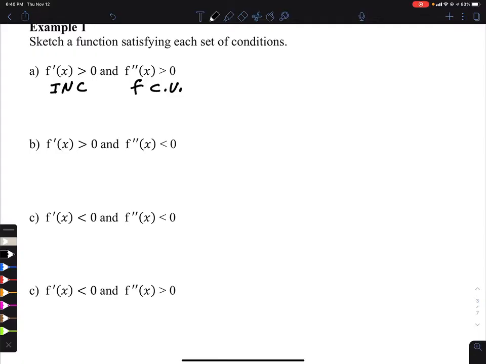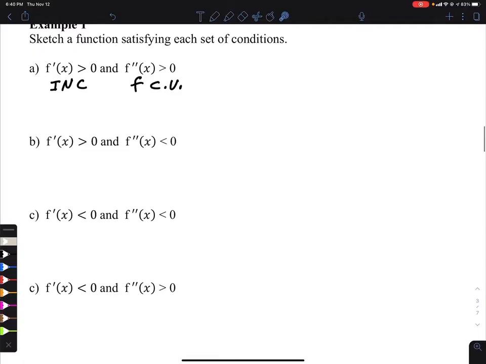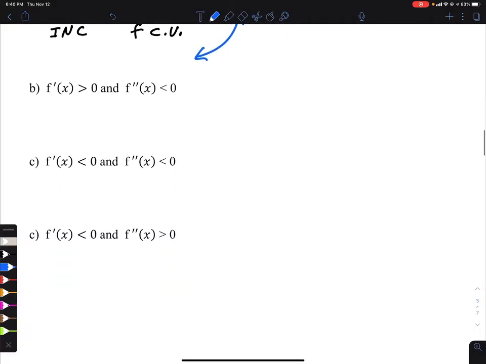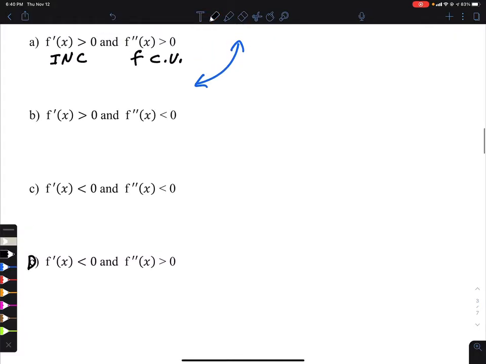So what is the graph going to look like? Well, here's a concave up graph. Which portion's increasing? This portion's increasing. So this is concave up and increasing, and my answer is going to look like that. Now you can try the next three, and see if you can get the shape. Just pause and then come back.